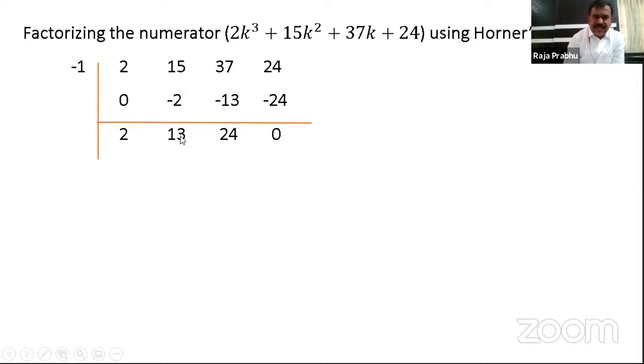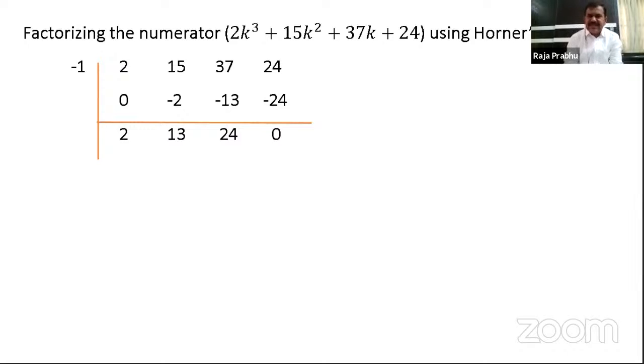15 minus 2 is 13. Then again multiply 13 by minus 1. 13 into minus 1 is minus 13. Write that next product under 37, under the next coefficient. Then 37 minus 13 is 24. Again 24 into minus 1, which is equal to minus 24, right under the next term. Now 24 minus 24, which is equal to 0. Okay, so now these are the coefficients that we got, that is 2, 13, 24, 0.